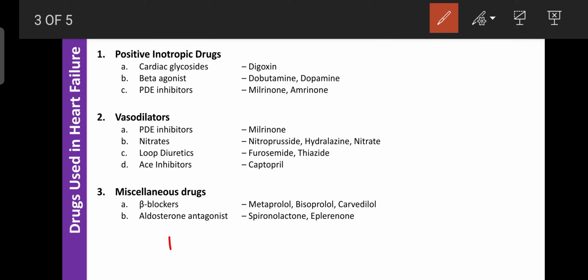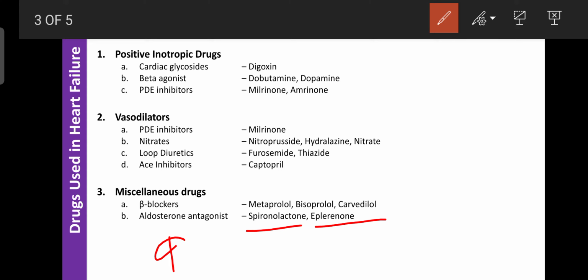As you know, aldosterone enhances the accumulation of body fluid. As the body fluid increases along with electrolytes, the load on the heart increases. If the load on the heart increases, the heart fails due to increased preload as well as afterload, especially preload. Okay, so the aldosterone antagonists are spironolactone and eplerenone.